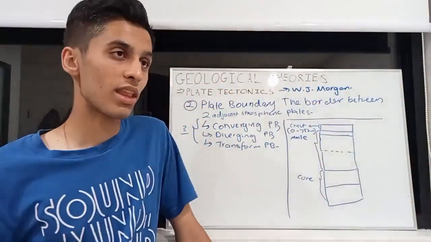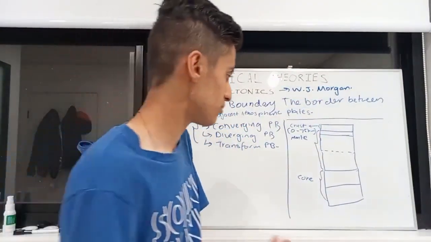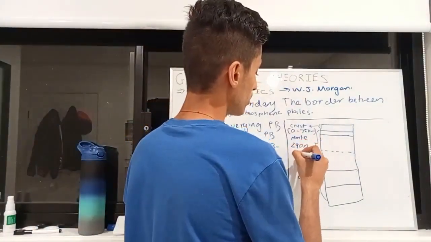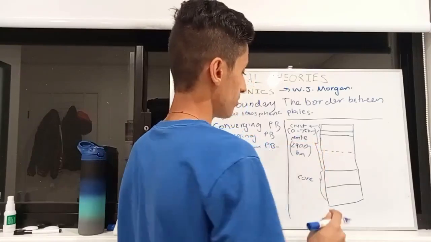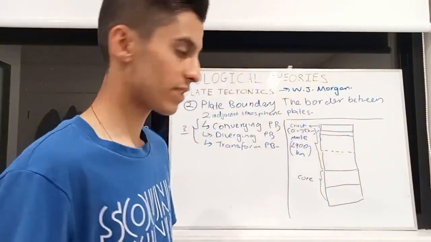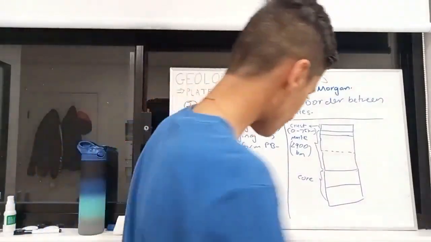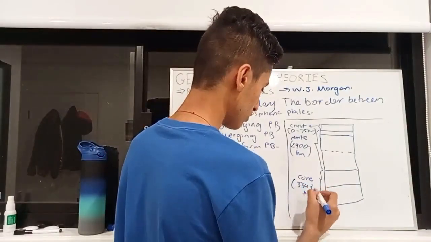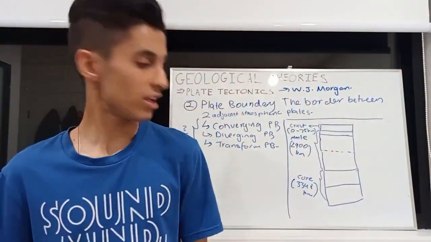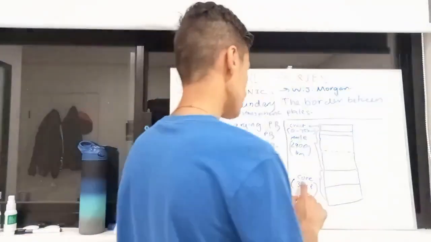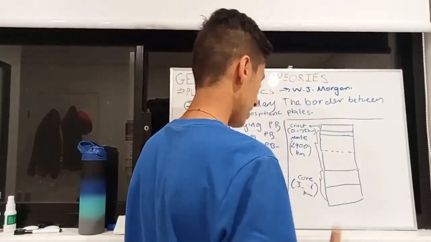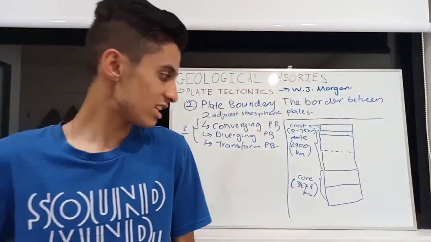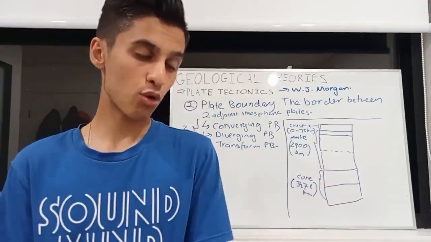Now for the mantle, there is no range. We have an approximation. The approximation is 2,900 kilometers. This is how thick the mantle is. And then for the core, this is also an approximation, 3,470, my bad, 3,470 kilometers. So this is how thick the core will be.